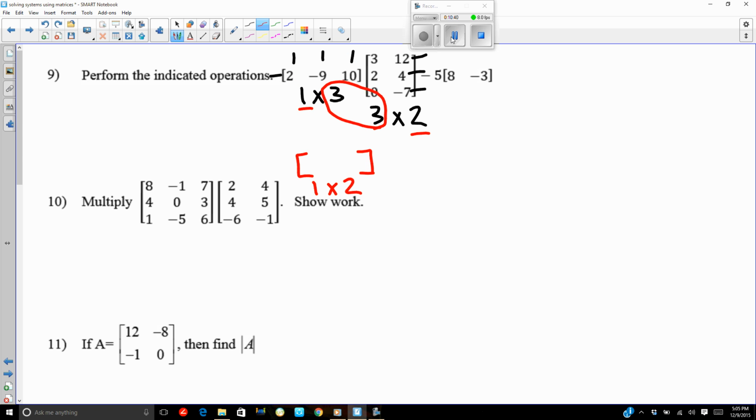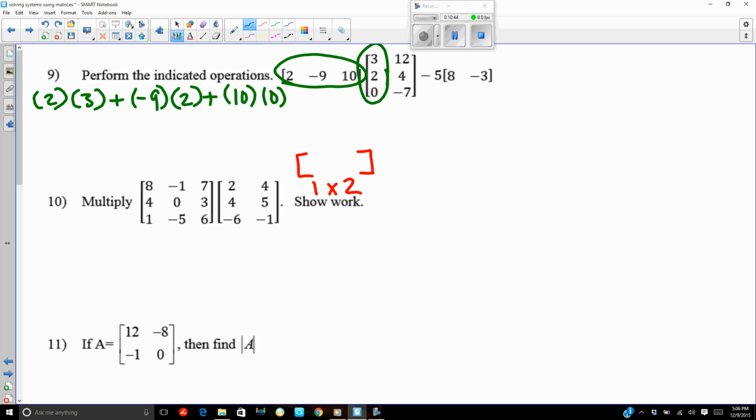So I'm going to go and erase some of this work. So that's the first row times the first column. 2 times 3 is 6. Negative 9 times 2 is negative 18. 10 times 0 is 0. So 6 minus 18, negative 12 is the first number. So now I'm going to take the first row, or the only row, and multiply it by the second column. Every row times every column.